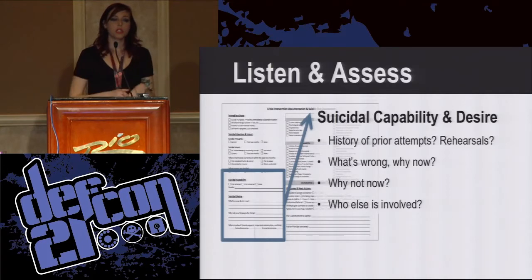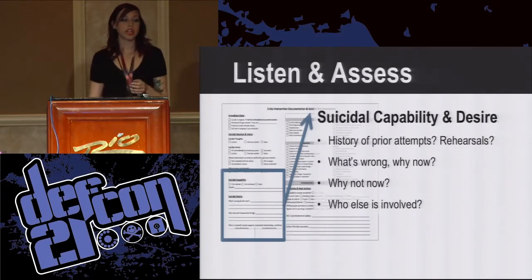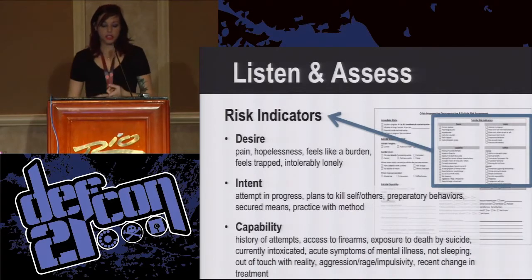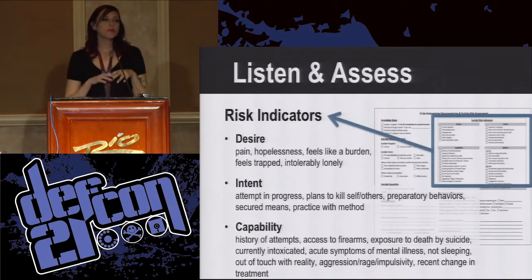What are the buffers? You want to start eliciting the good stuff. And who else is involved? So who else can you get in there? You really don't want to try to tackle this alone if you don't have to. So risk indicators, this is your desire, intent, and capability. This builds the profile.